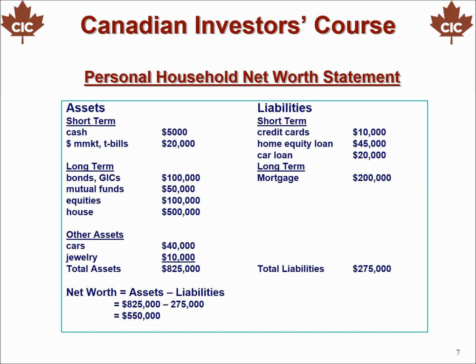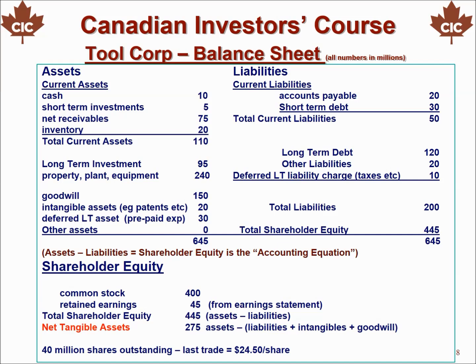Now, let's go over and look again at the company balance sheet. So we had your personal budget, if you like, looks like a company income statement. You got the company, you got your personal balance sheet, and you got a company balance sheet. So let's look at the difference. Well, in the company, you got current assets of cash, short-term investments, net receivables, and inventory for about $110 million.